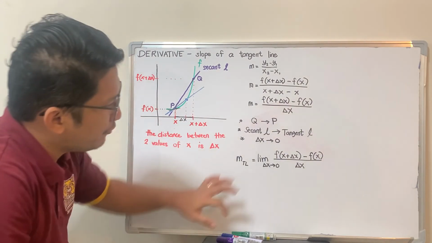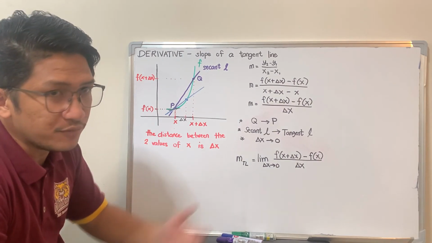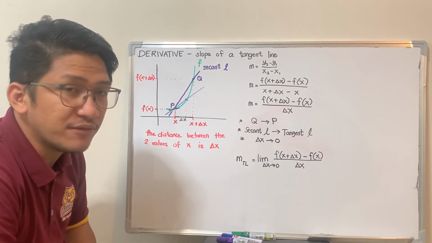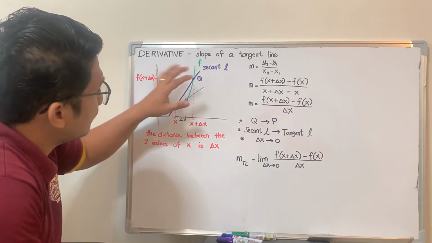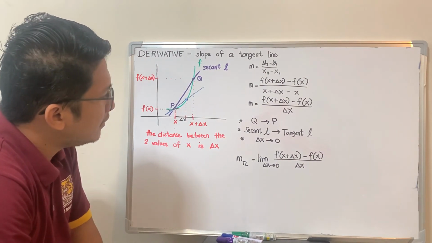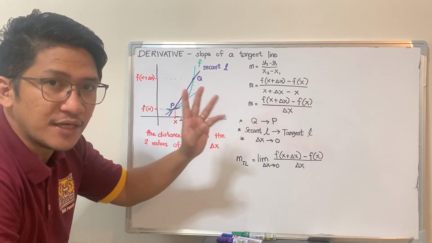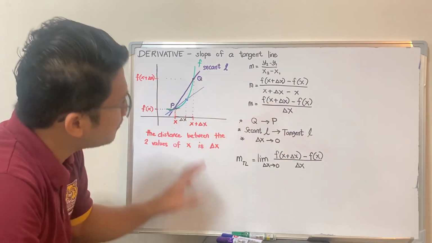So that's how we come up with the general formula in solving for the derivative of the function. Basically, the derivative of the function is just the slope of the tangent line. And this is the full explanation.